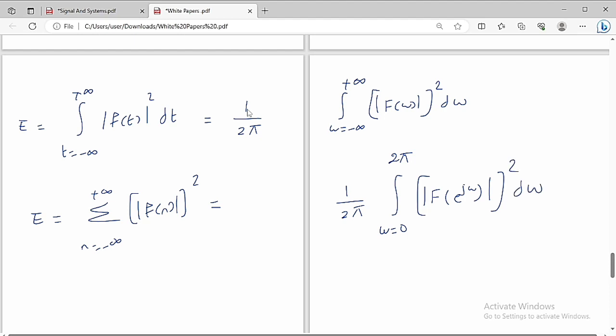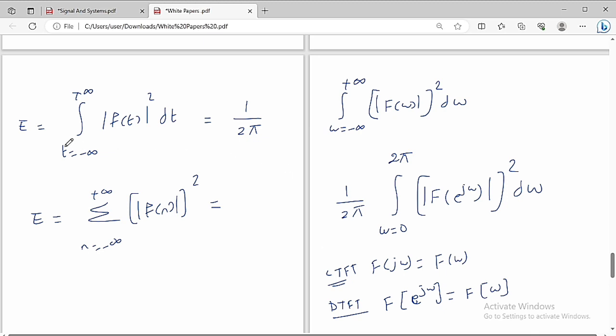Because I've already told you that f of omega is used for the continuous time Fourier transform, and for f of e to the power of j omega, sometimes they also use f of omega. In some books, in the continuous time case, they use either f of j omega or sometimes f of omega. Similarly, for the discrete time Fourier transform, sometimes they use f of e to the power of j omega, or sometimes they use f of omega. Okay, this is up to you.